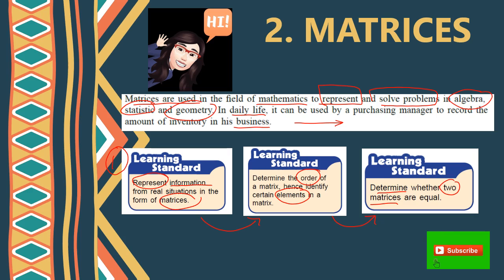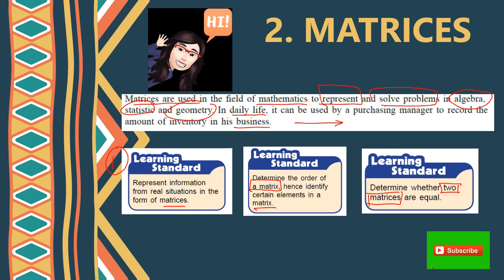Okay. And then, before I proceed, do you notice that sometimes matrices is used, but sometimes matrix? So are they the same term? Okay, I give you a clue. This one, matrix, and then here two matrices. Okay, what do you get here?